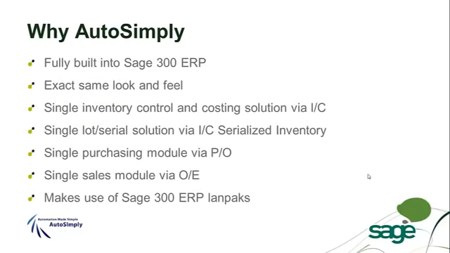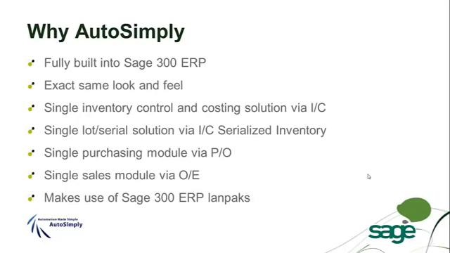Why choose Autosimply? First and foremost, we offer a single integrated solution for Sage 300. Autosimply is fully built into Sage 300. We have exactly the same look and feel. By fully using IC, we offer a simple inventory control and costing solution.